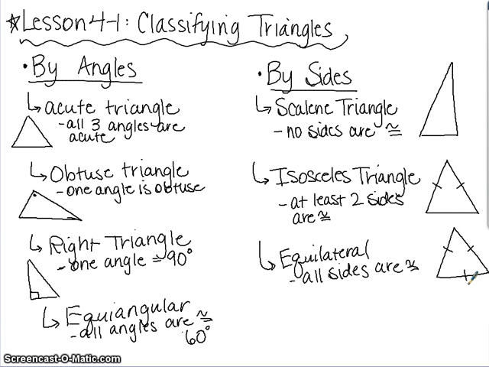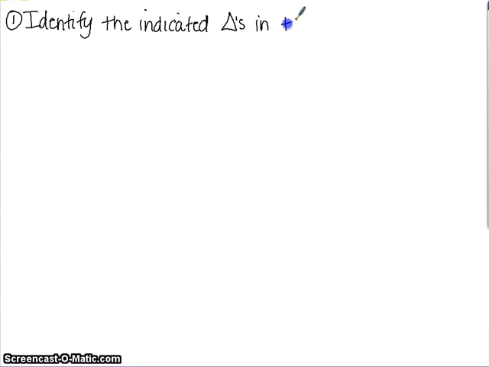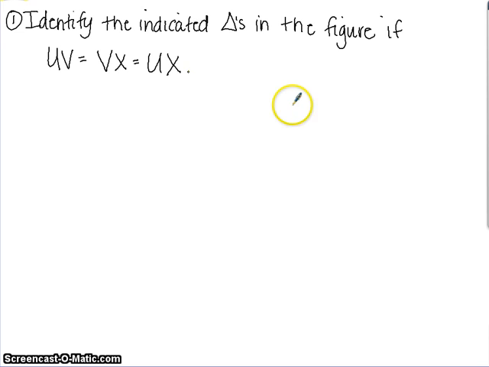All right, let me show you a couple of examples. I actually have 3 total examples. Here is the first one. This one says, identify the indicated triangles in the figure, which I will draw in a minute, if UV equals VX equals UX. And here is the picture.